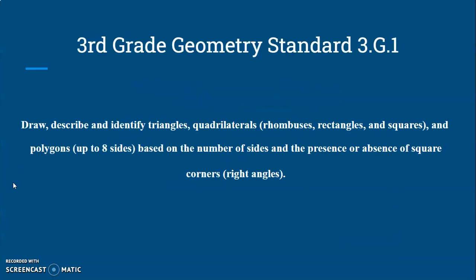The standard that we chose to cover was third grade geometry standard 3.G1, which involves being able to draw, describe, and identify triangles, quadrilaterals, such as rhombuses, rectangles, and squares, and polygons with up to 8 sides, based on the number of sides and the presence or absence of square corners, which we know as right angles.